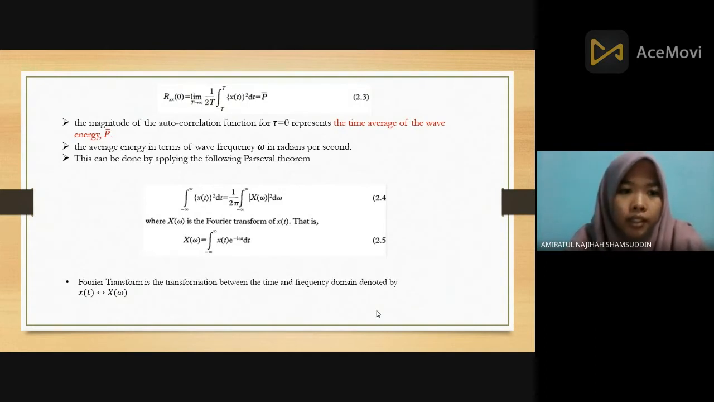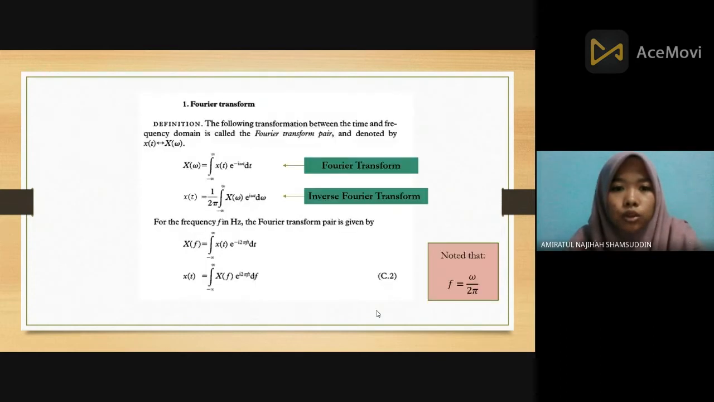To express the average energy in terms of wave frequency omega in radians per second, we need to apply the Parseval theorem. From the Parseval theorem, the equation uses the Fourier transform. So what is the Fourier transform? The Fourier transform is the transformation between the time and the frequency domain, denoted by x(t) interchanged with X(omega). To get equation 2.4, from the Fourier transform, this will be explained later.